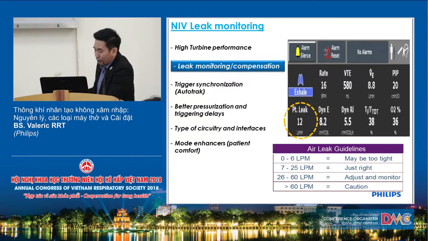Okay, for example, if you're using a different mask, not Philips, you have to monitor, because from the beginning it will give you a value, around 15, 18 for the leaks. So you have to closely monitor the patient if there is difficulty of breathing or they cannot receive the pressure you want. But still, you can still use the non-Philips brand.